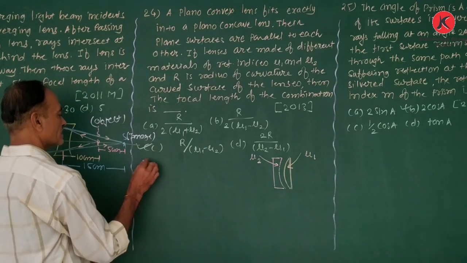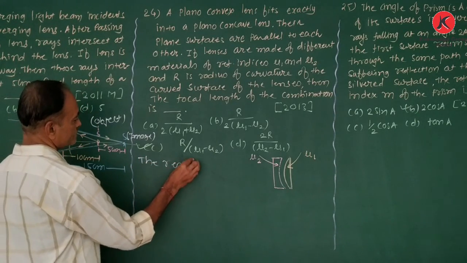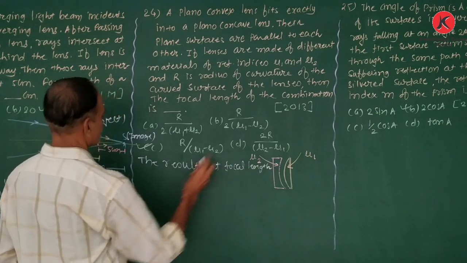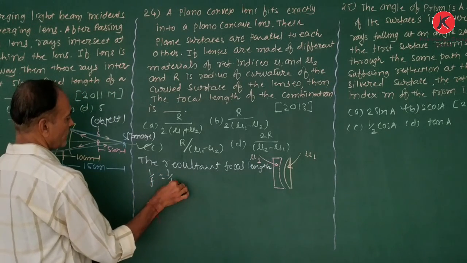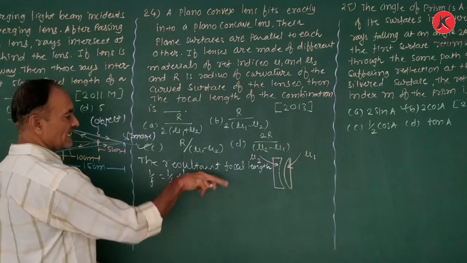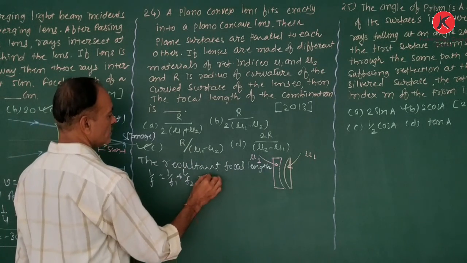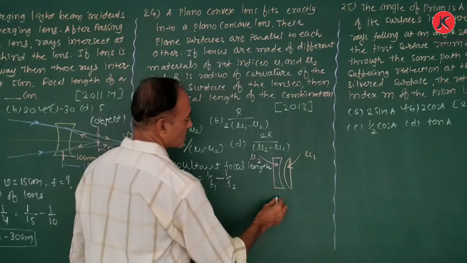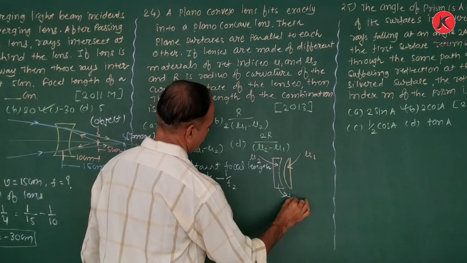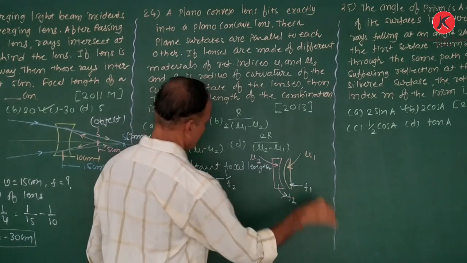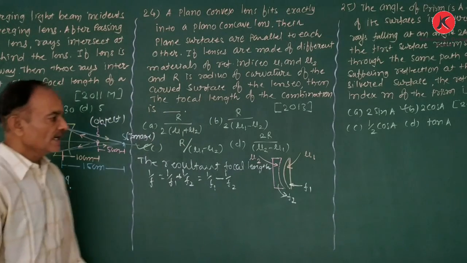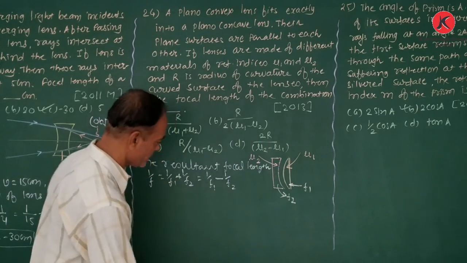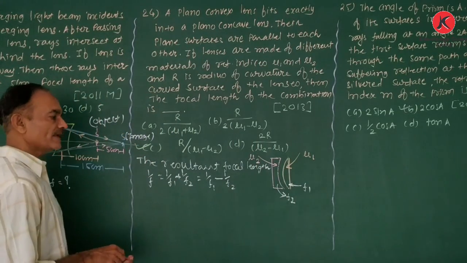The resultant focal length: 1 upon f is equal to 1 upon f1 plus 1 upon f2. Second is the concave, so there is negative: 1 upon f1 minus 1 upon f2. Now the concave lens has negative focal length, the convex lens has positive focal length. Okay. Now how do we obtain it?